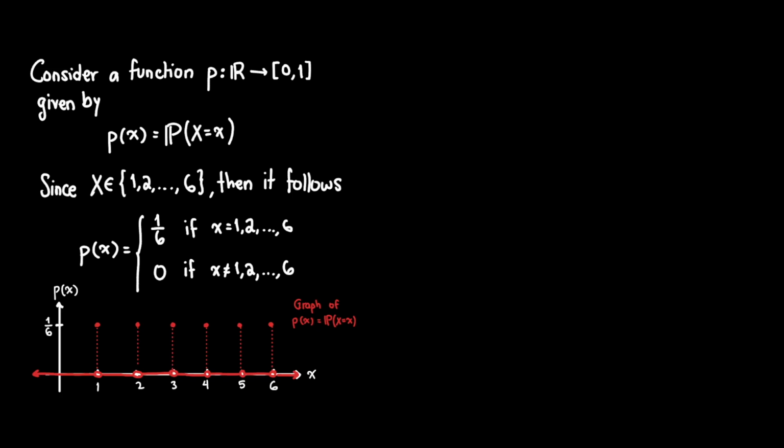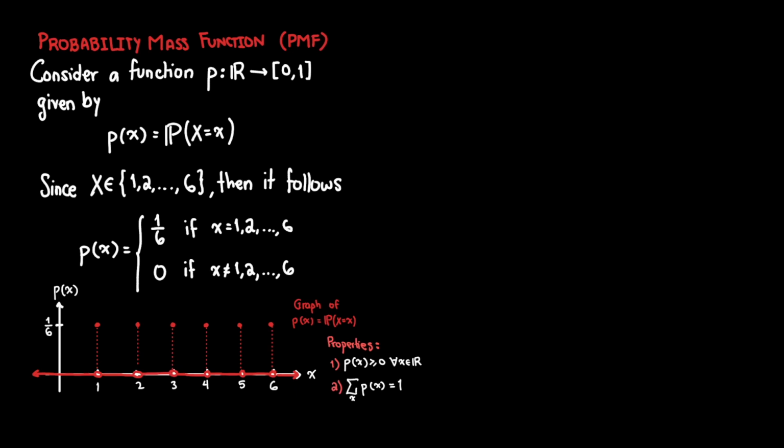In probability theory, p is called the probability mass function, and its defining properties are the following. Number 1, p of x is non-negative, it's always greater or equal to 0. And number 2, the sum of p of x over the set omega equals 1.